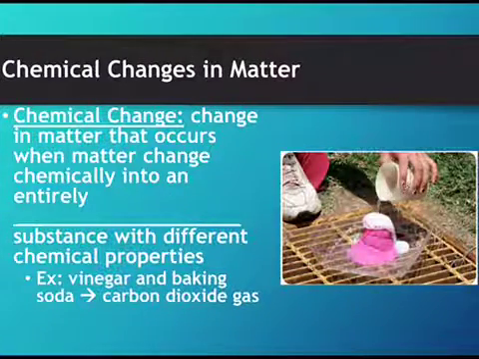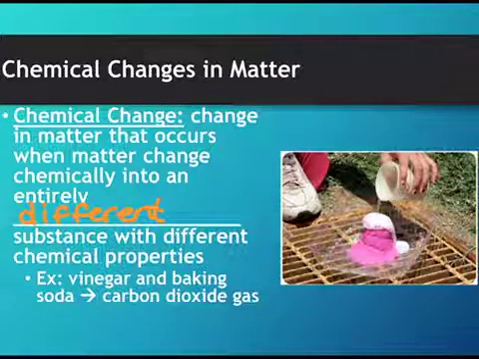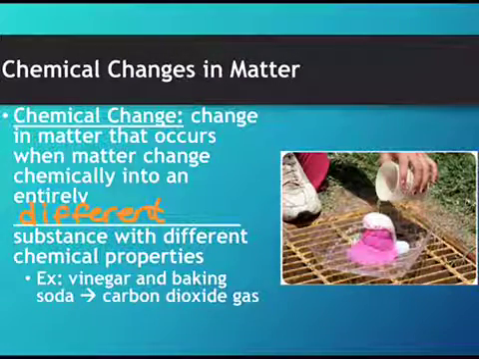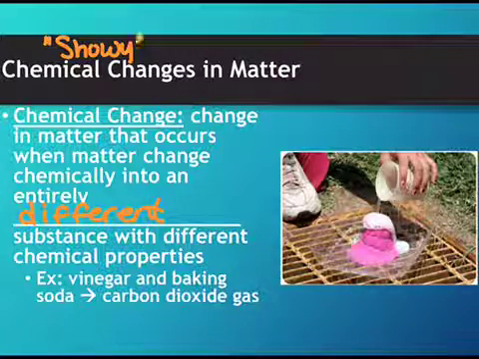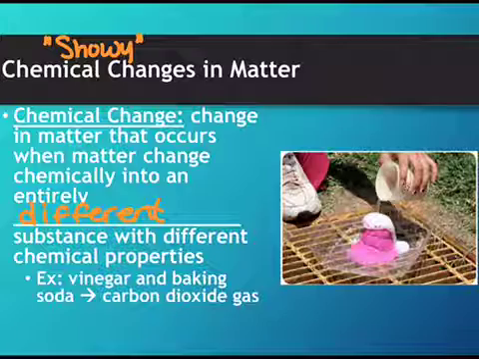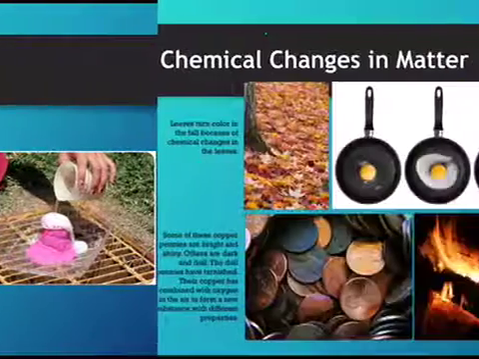Chemical changes are changes in matter that occur when matter changes chemically into an entirely different substance, with different chemical properties. These chemical changes, I like to think of as a little bit more showy or exciting than a physical change. So, for example, when we mix vinegar and baking soda, it bubbles and gets really fizzy and makes carbon dioxide gas.